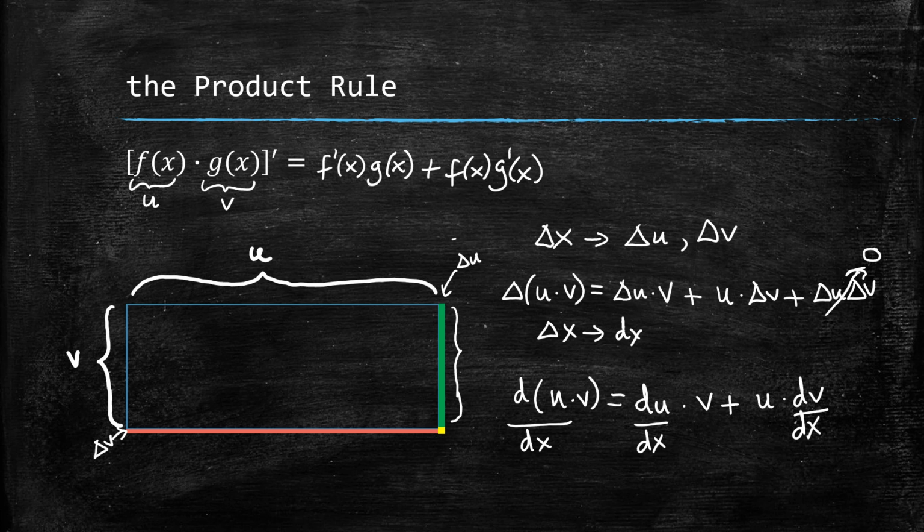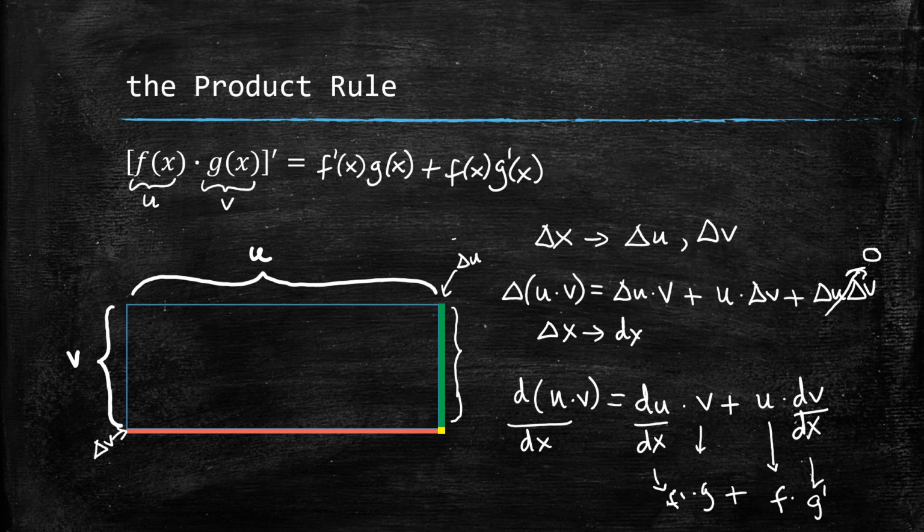So du by dx is the same as f prime. So this is really just f prime. This is really just g prime. V, that is g, and that is f. So it's the same rule.